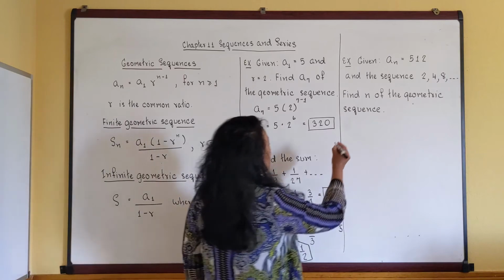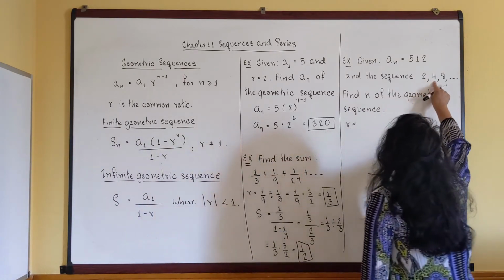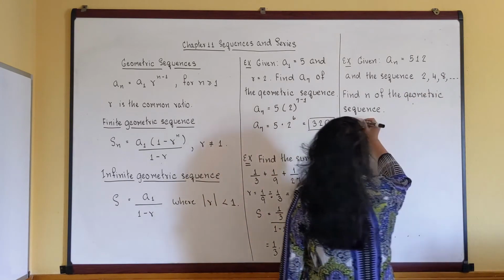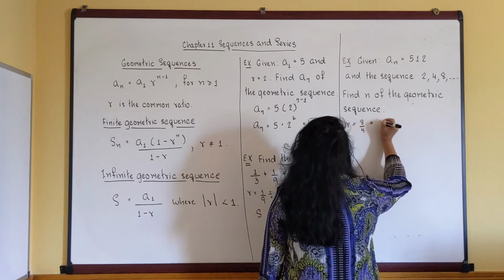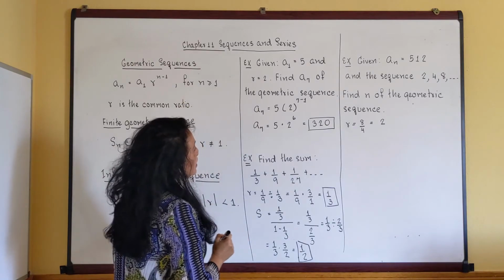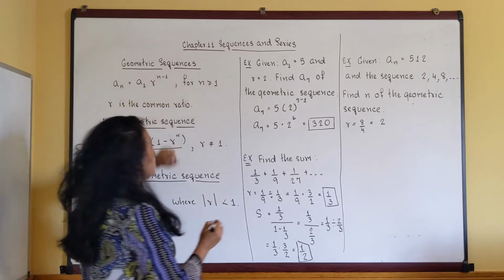Let's find the r. R is the common ratio. So I can do 4 divided by 2 or 8 divided by 4, doesn't matter. You should get the same answer. So 8/4 is 2. And 2 is greater than or equal to 1. Alright, so now I'm going to plug it in this formula to solve for my n.